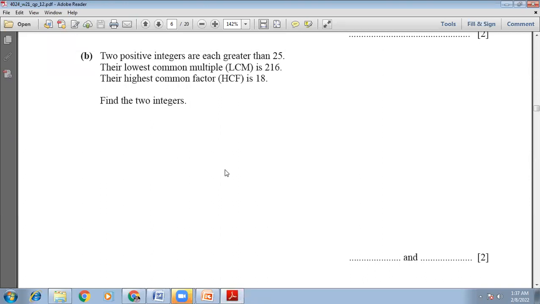Two positive integers are each greater than 25. Their lowest common multiple, LCM, is 216. Their highest common factor is 18. Find the two integers. So the two numbers whose lowest common multiple is 216, and their highest common factor is 18, and both of them are greater than 25. So we have to find out that.